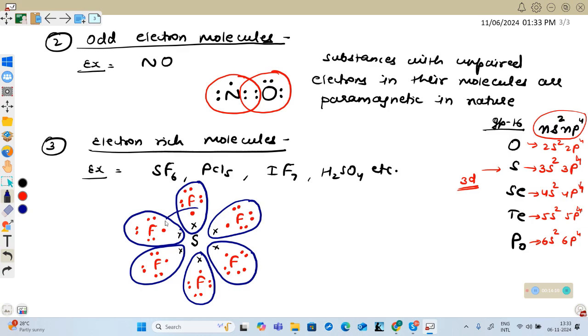And sulfur has 12 electrons. Can you see after sharing? 12 electrons in sulfur's valence shell. Got it? Same thing for phosphorus. In PCl5, each chlorine will complete its octet, but phosphorus will have 10 electrons after sharing its 5 valence electrons with 5 chlorine atoms. Right?